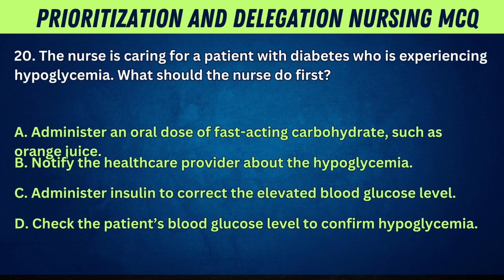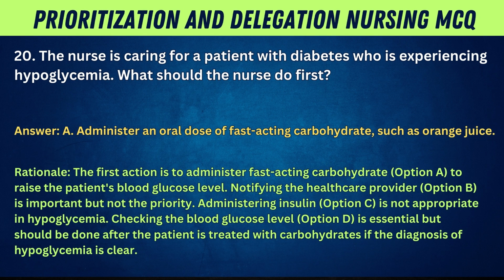A. Administer an oral dose of fast-acting carbohydrate, such as orange juice. B. Notify the healthcare provider about the hypoglycemia. C. Administer insulin to correct the elevated blood glucose level. D. Check the patient's blood glucose level to confirm hypoglycemia. Answer. A. Administer an oral dose of fast-acting carbohydrate, such as orange juice.